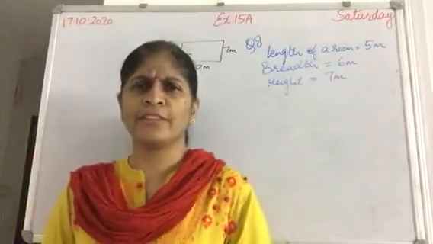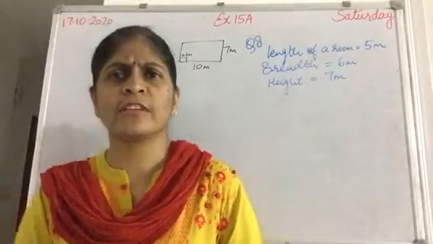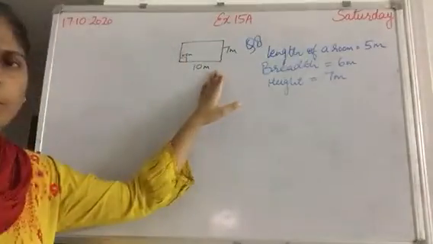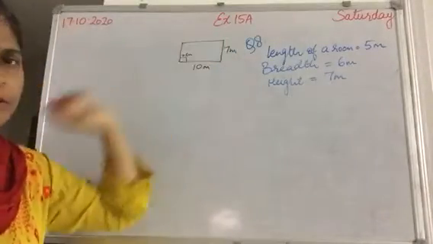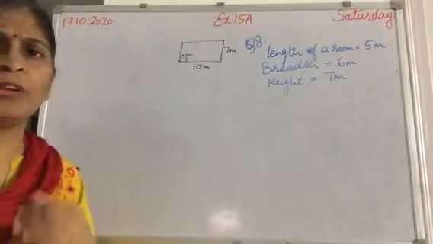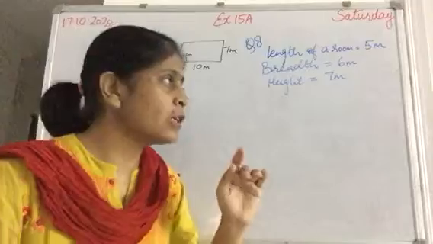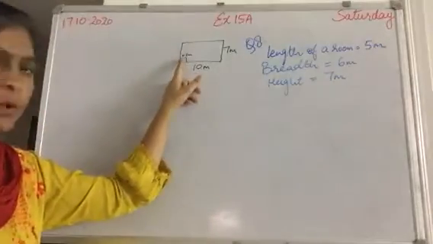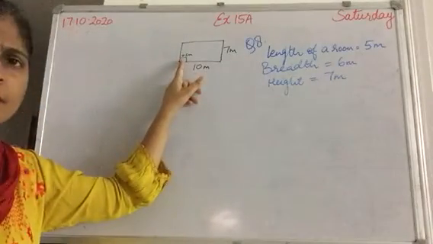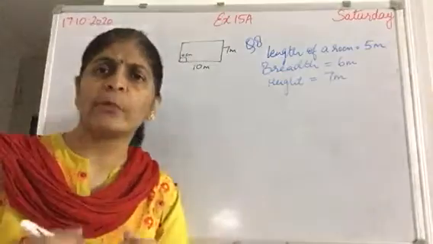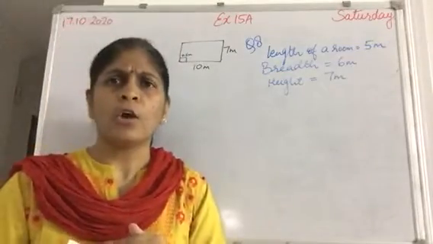Okay students, now let's do the seventh question of it. Now seventh question says the length of the floor is 10 meter and breadth is 7 meter and tiles are to be paved on it. You can see the floor is covered with the tiles which is in a shape of a square whose dimension is 0.5 meter. So first of all you have to check whether all the units are in meter or not.